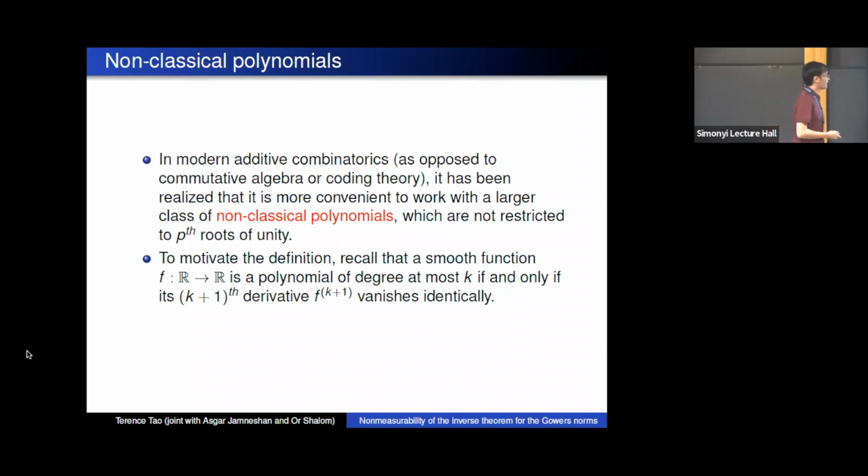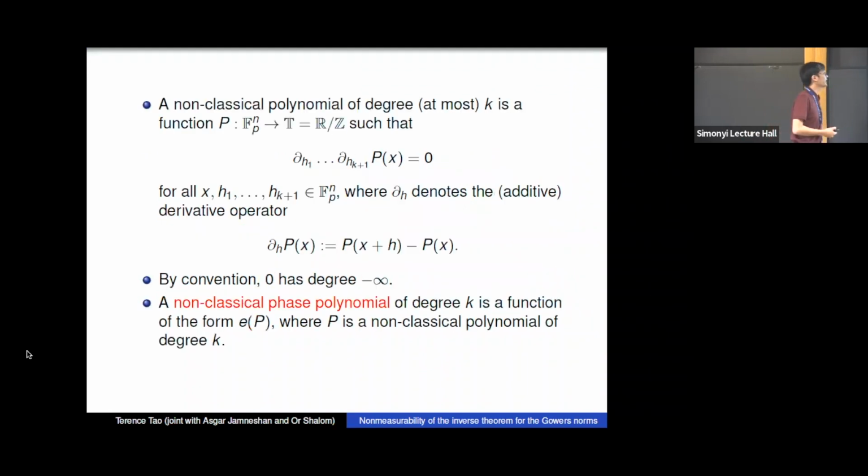Okay, so motivated by that, we can define in the discrete setting, if you have a function still on this vector space F_p to the n, but now taking values not in F_p again. So you don't take values in the field, but you take values in the unit circle, which is the fundamental group of Fourier analysis, R mod Z. So functions that take values in the unit circle will be called non-classical polynomials of degree k if they vanish when you differentiate k plus 1 times, where differentiation now denotes discrete differencing.